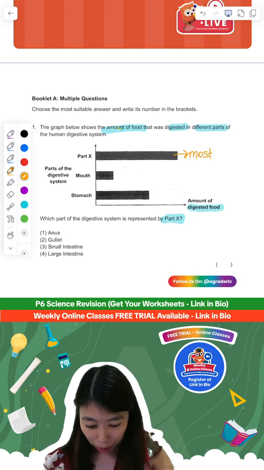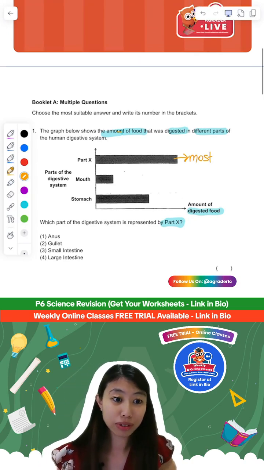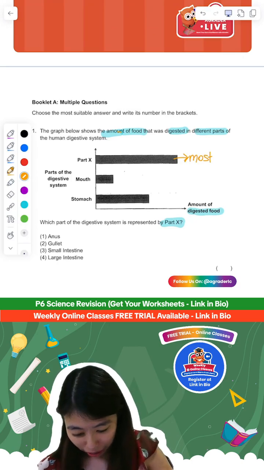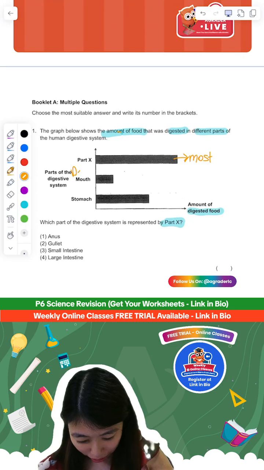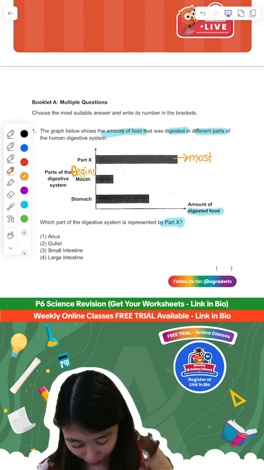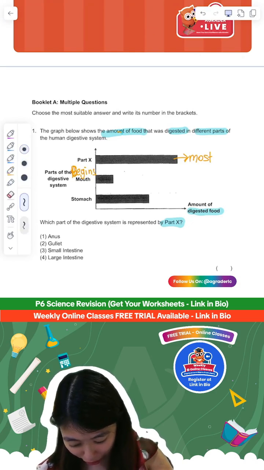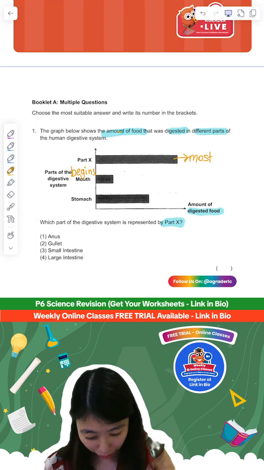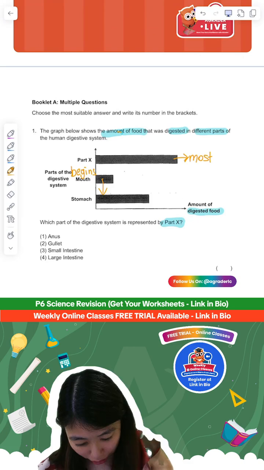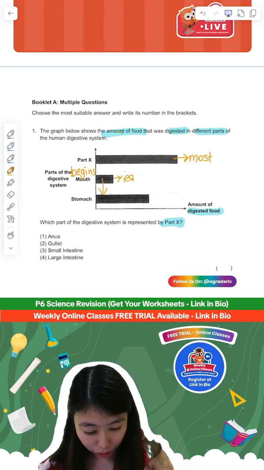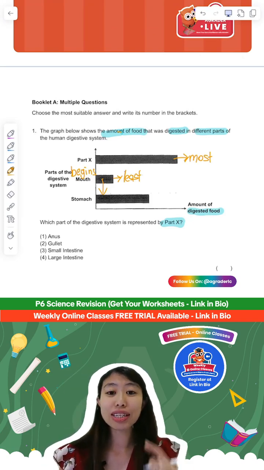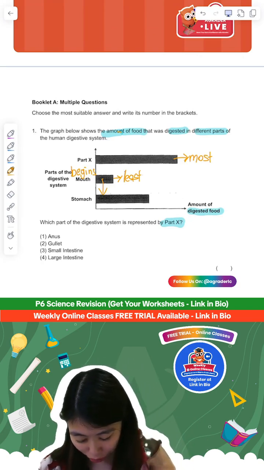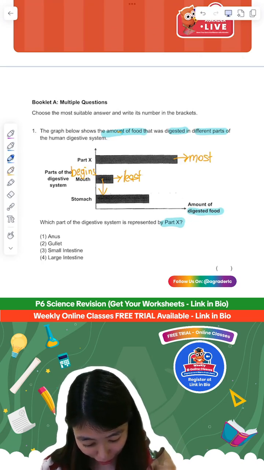All right. And then what happens next after it begins at the mouth? Any idea? Okay, so it begins at the mouth, and after that, it will go down to the stomach, right? Okay, let me write this down. So it will go down to the stomach, and you will notice that because it begins at the mouth, digested food is the least. There is the least food being digested there. Then when it goes to the stomach, it will digest this amount of food. So the amount of food that has been digested at the stomach is here.